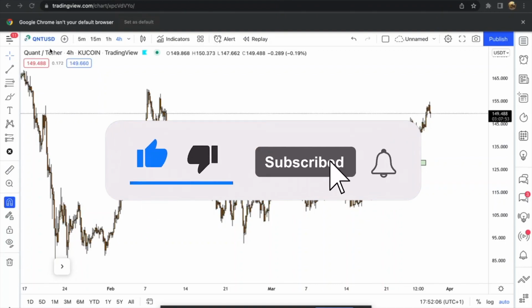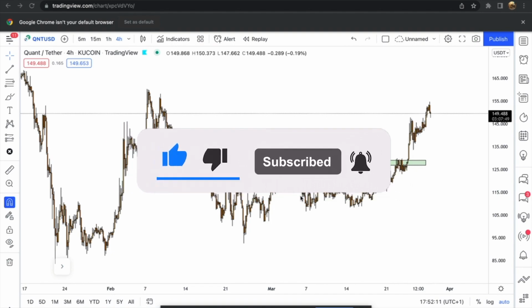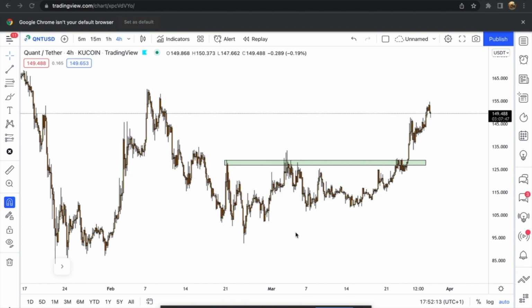So I'm just going to go over Quant today. We are on the 4-hour time frame. I think last time I covered Quant was around this area here somewhere. I'm not too sure exactly where, but I know it was in this sort of region.